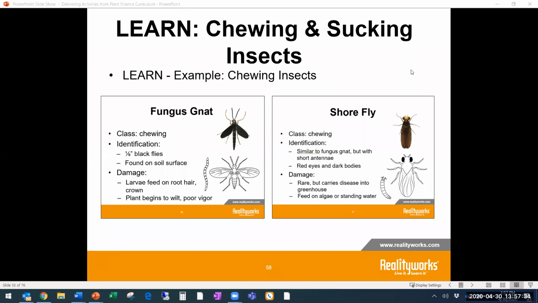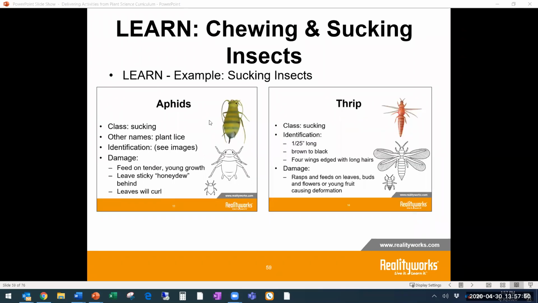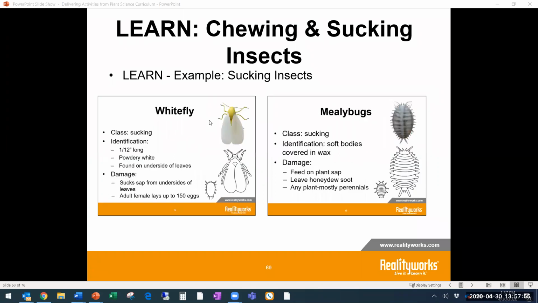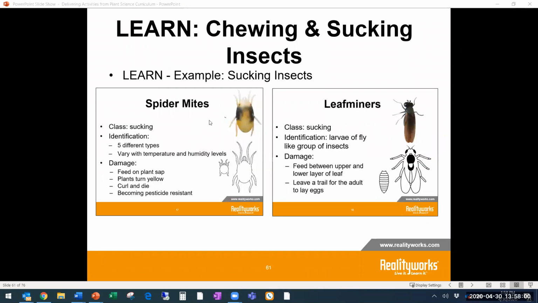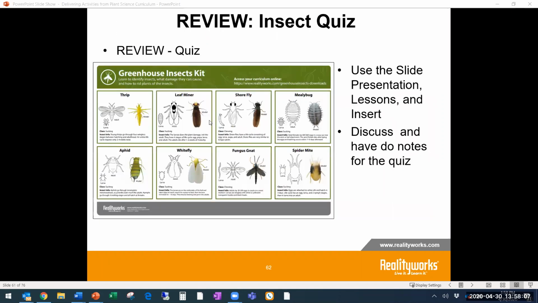What we are allowing you to do and give you now is talking about the PowerPoint slides. There is great information on 8 different insects. From the chewing insects, talking about the fungus gnat and the shore fly, and then going into the sucking insects and going through what their classification is, what they do, what damage they do, and then ultimately, how do you fix the problem, and what do you do to change this from being an issue? So walking through each of these.